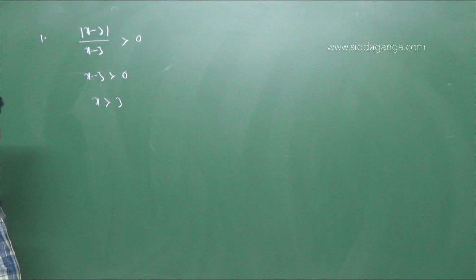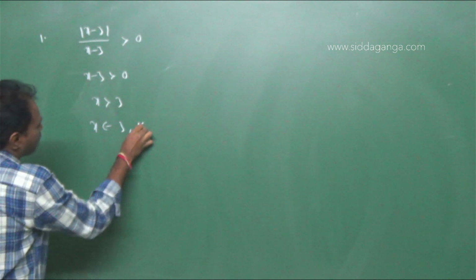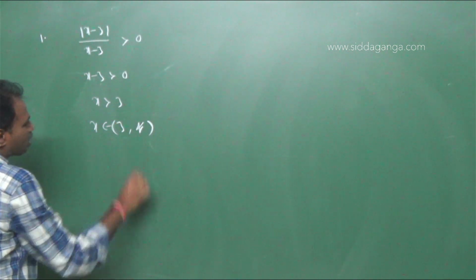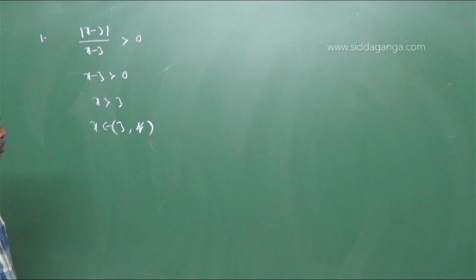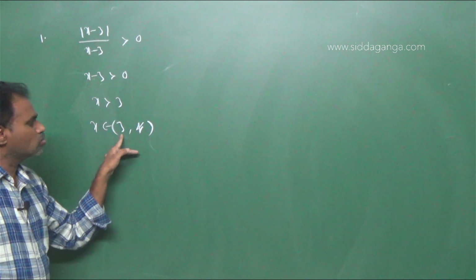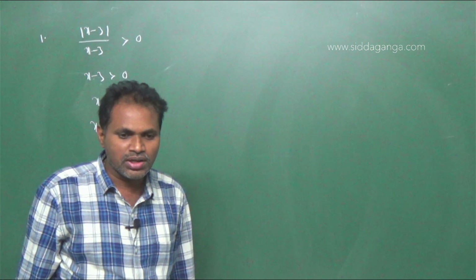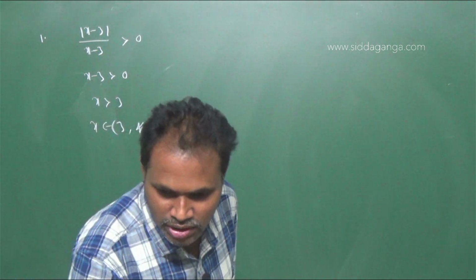x is greater than 3. Therefore, x belongs to (3, infinity), with an open bracket for 3 and an open bracket for infinity. Why? Because x is greater than 3. Therefore, x belongs to the open interval (3, infinity). Therefore, option 2 is right. Next question.